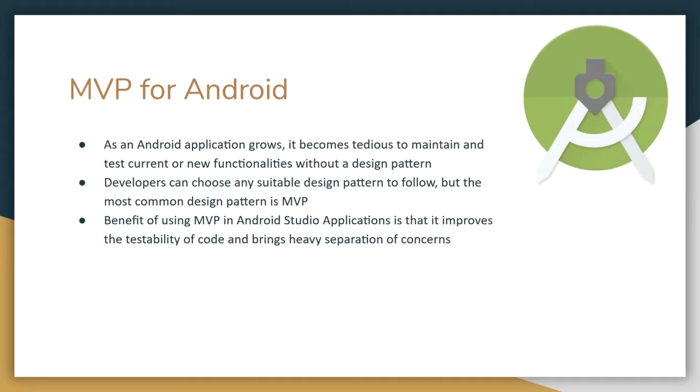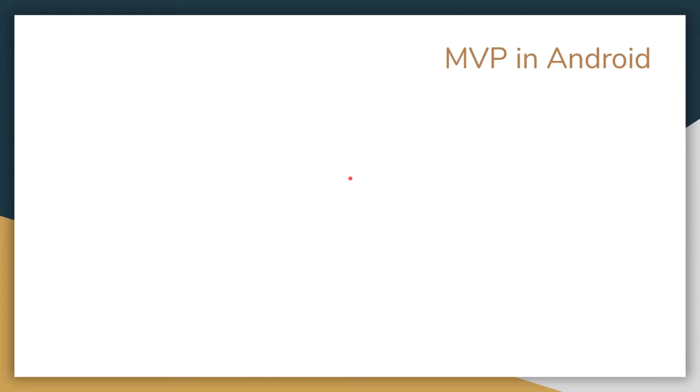And the most common one, as we said before, is MVP. The reason for choosing MVP in an Android Studio application is because it improves the testability of code and brings heavy separation of concerns. To demonstrate the model view presenter in Android Studio, we'll first list off the 3 components of MVP, with the first one being the view.